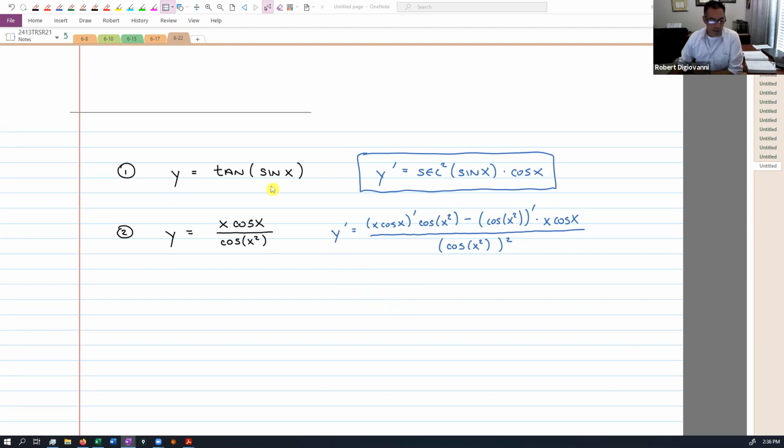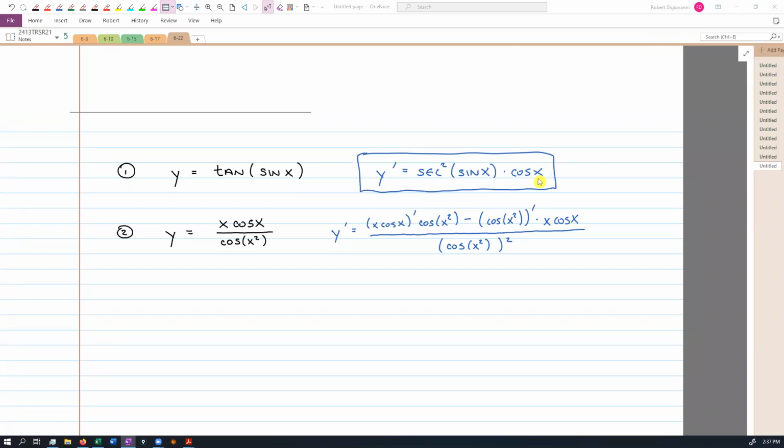So how about the first one? The first one, I hope, was straightforward. We had an inner and an outer function. So you start with the outer one, you take its derivative. Derivative of tangent is secant squared of x. But instead of plugging in x, you plug in sine x. So you got secant squared sine x. And then you go on the inside and you take derivative of the inner function. Derivative of sine is cosine. Is that all right for the first one?